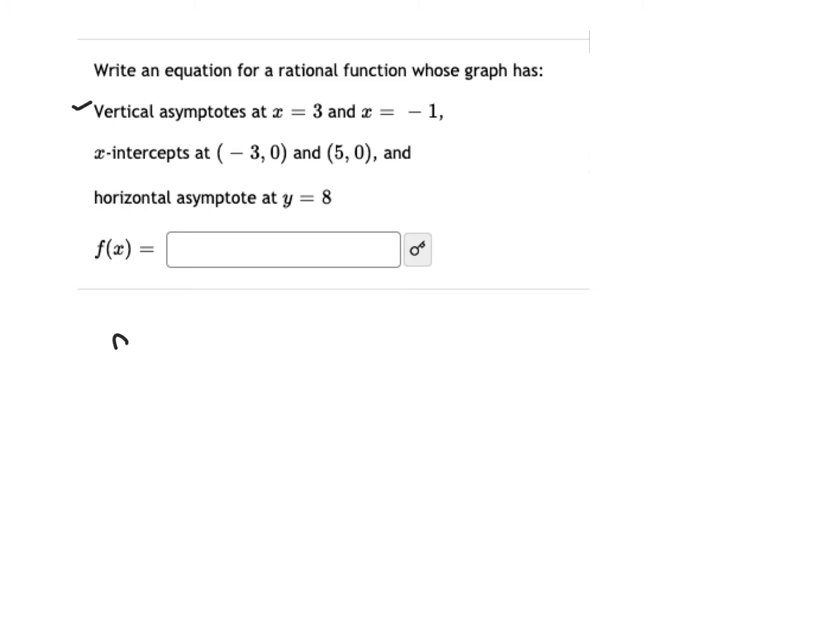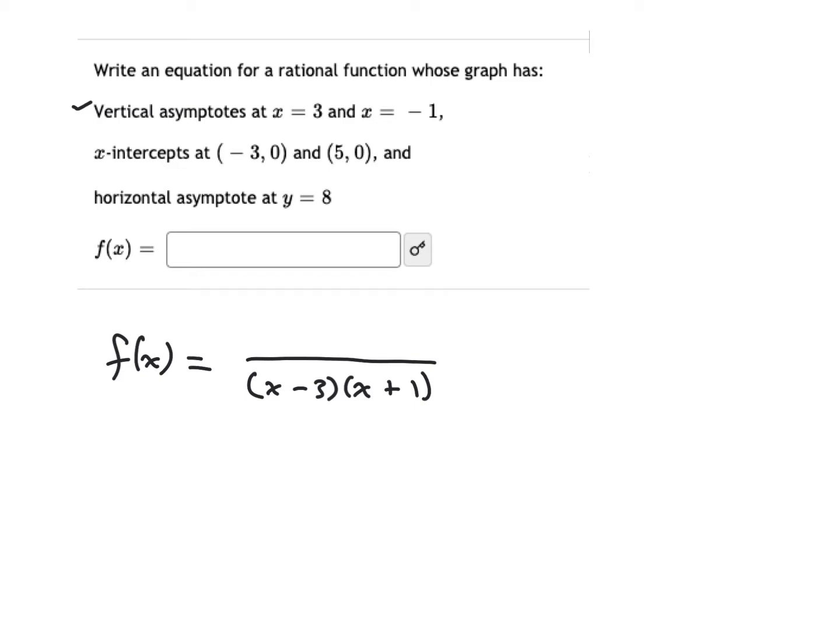If I want a rational function to have vertical asymptotes at x equals 3 and x equals minus 1, then I need the denominator of my rational function to be 0 when x is either of those two numbers. So starting off with this product, x minus 3 times x plus 1, the denominator will ensure that when x is 3, I get a 0, or when x is minus 1, I get a 0. So this denominator will guarantee that when x is 3 and when x is negative 1, I'll have 0 in the denominator, and that will cause me to have a vertical asymptote in my function.